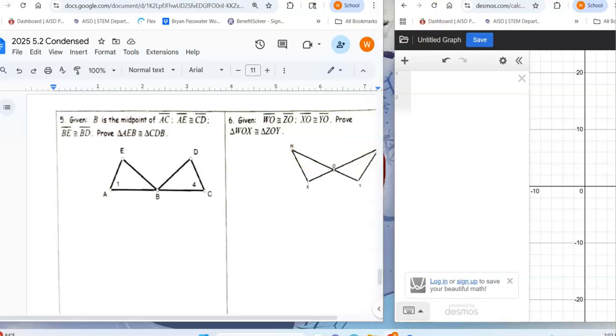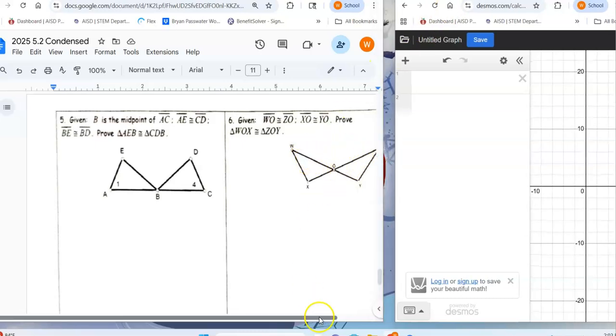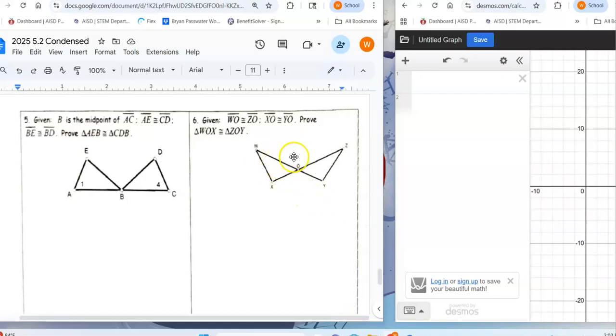WO is congruent to ZO. Sorry, ZO is this one. So I put a little dash here, saying they're congruent. So that's given. XO is congruent to YO. So XO and YO, okay, so those are my givens. The next thing I would do is, because this picture shows me vertical angles in this middle part, angle WOX is congruent to angle ZOY, with the O being the vertex. And the reason for that is vertical angles.